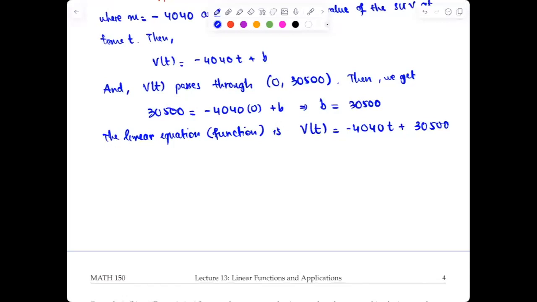So this process in part C that we're going to do is called interpolation.